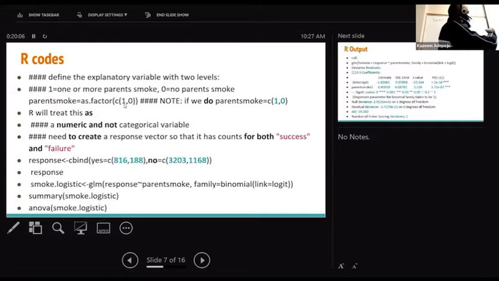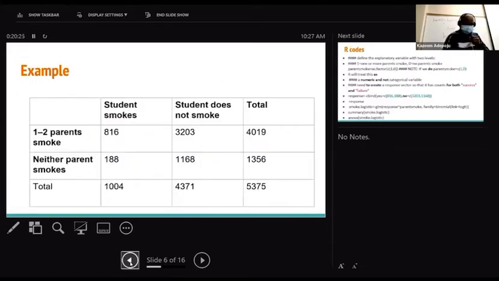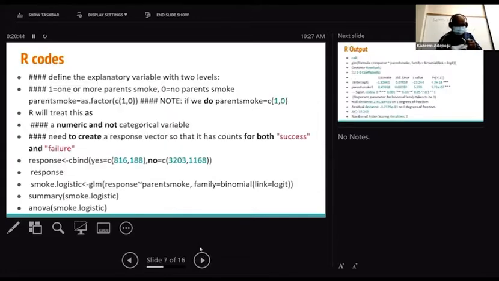Now, the next thing I want to do is go into the response. I want to show the way I'm going to code the response. You're going to write response <- c, by. If you go back to the table, you have yes and you have no. This row is yes. Why do I say yes? When parents smoke, where one or two parents smoke, that's a yes. 816, 3203, that's yes. Take a look at that.